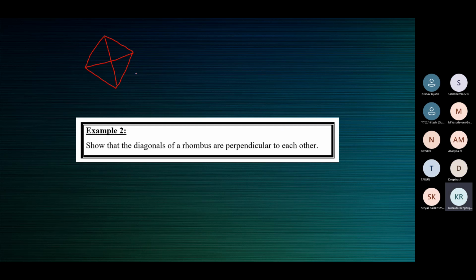Okay, rhombus. We need to show that the diagonals are perpendicular, meaning we need to prove that this angle is 90 degrees. It need not be this angle. You can prove this one is 90, this one or this one. At this point, there are four angles formed. Any one of these four angles you'll have to prove is 90 degrees.